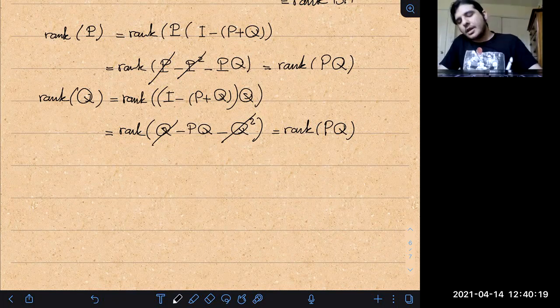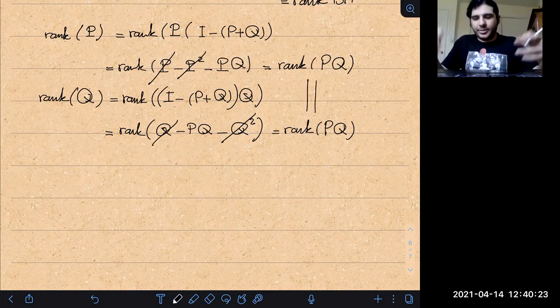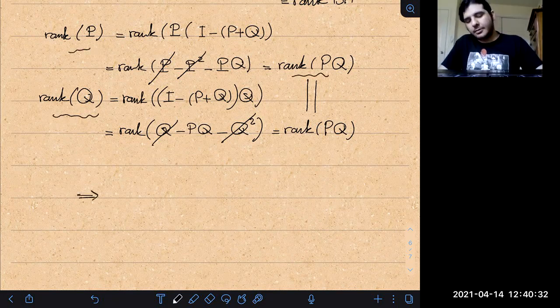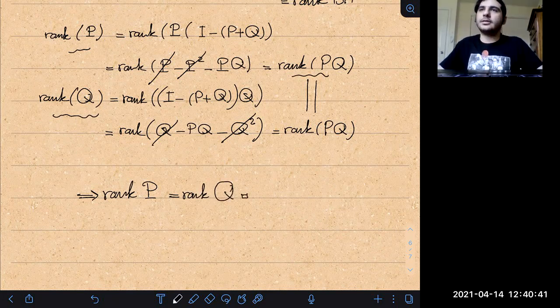Great. Therefore, rank of PQ is equal to the rank of Q, and rank of PQ on the other hand is equal to the rank of P, so rank of P should be equal to the rank of Q. And that's what we wanted to prove.